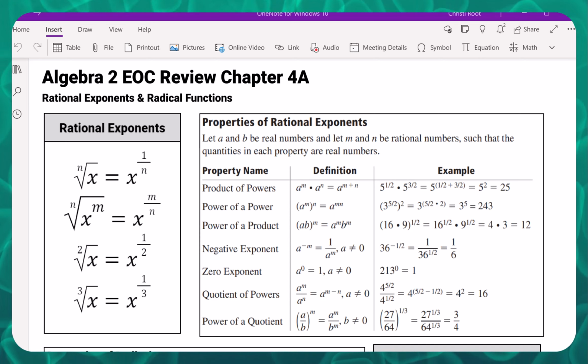Hello everyone, this is the Algebra 2 end of course review video for chapter 4a, and we will be talking about rational exponents and radical functions, mostly square root and cube root functions. So this review is split up into two different parts. You have the rational exponents part, and then you have radical functions. So let's talk about rational exponents.